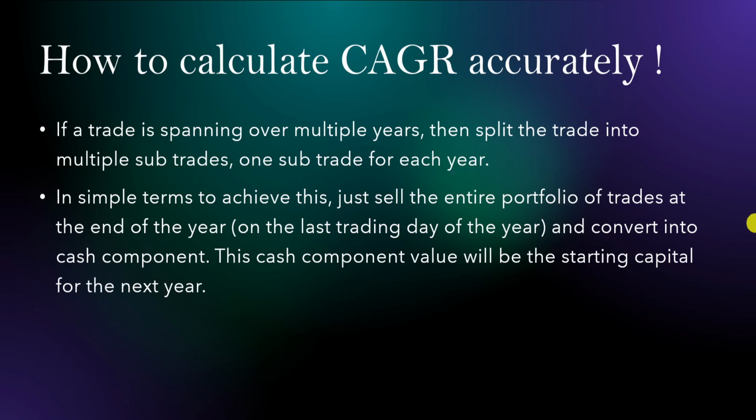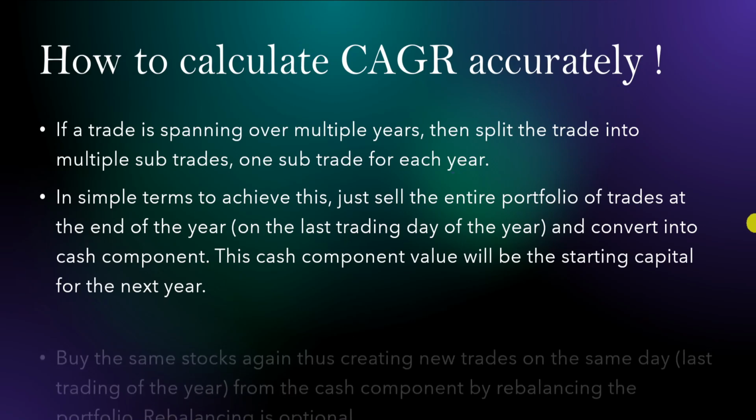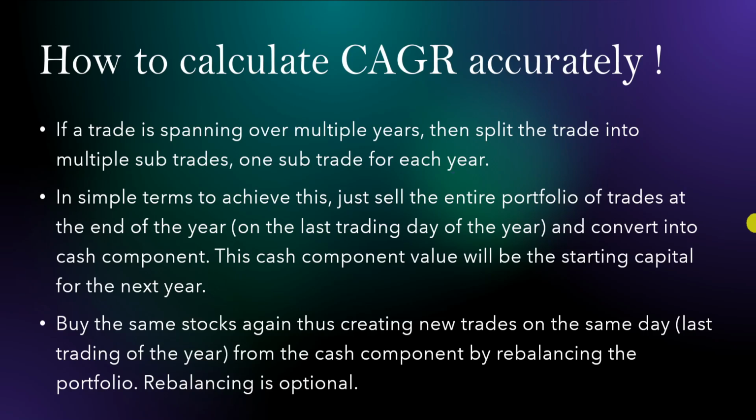In simple terms, to achieve this, at the end of the year, ideally on the last trading day of the year, we just sell the entire portfolio of all trades and convert them into the cash component. This cash component will be the starting capital for the next year. We need to continue the same trades, so we just buy the same stocks again, creating new trades on the same day from the cash component by rebalancing the portfolio. Of course, rebalancing is optional here, but to calculate appropriate CAGR values, we just assume selling the entire portfolio at the end of the year and buying it again.